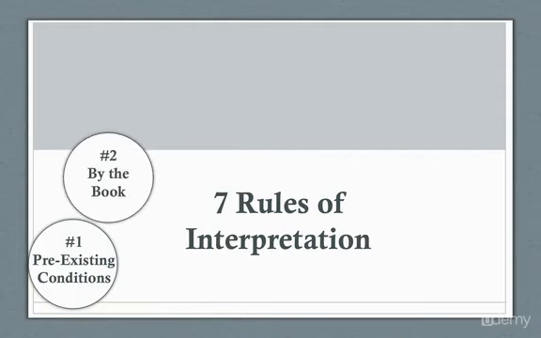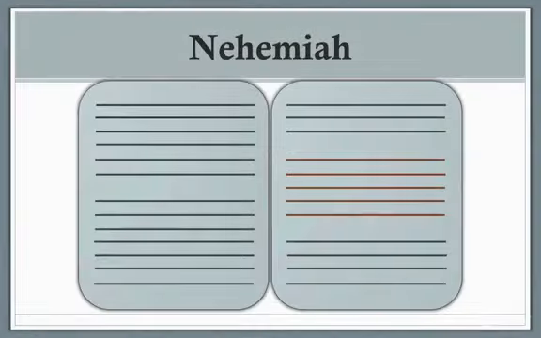Rule number 2 is something I call by the book, and this is going to give you a sense for a whole book of the Bible. A lot of times we read passages in isolation, and this step will be a remedy for that. And by learning about an entire book, it will give you the background for understanding individual passages.